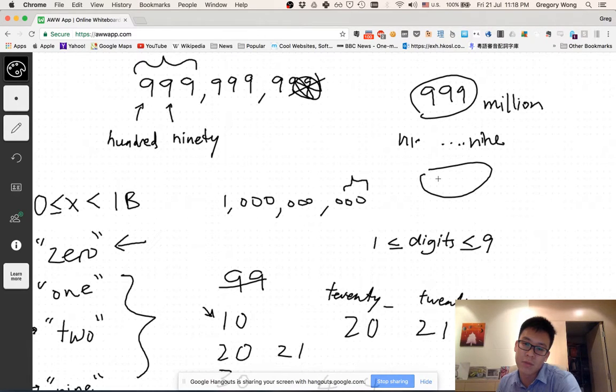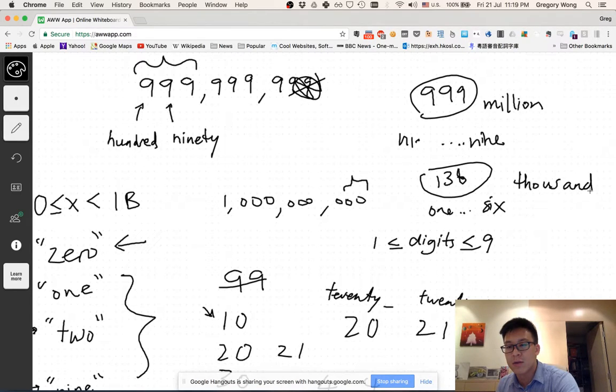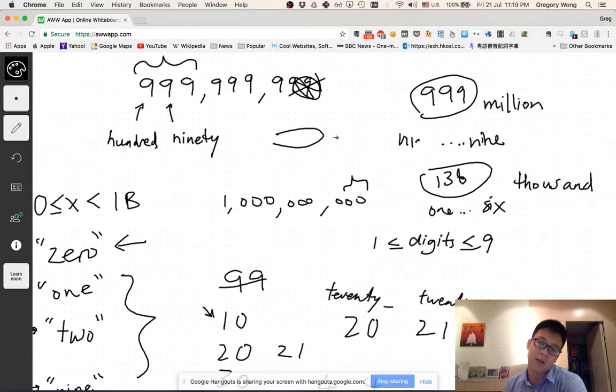It would be maybe 136. This would be 136, and this group represents 1,000, so this is 136,000. And then the last group, we get its value, and we don't do anything else because there's no larger unit to that.